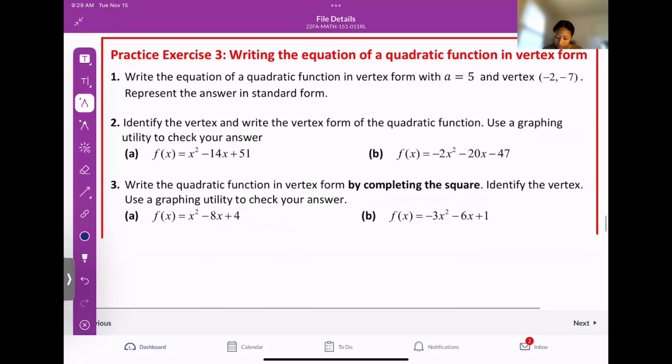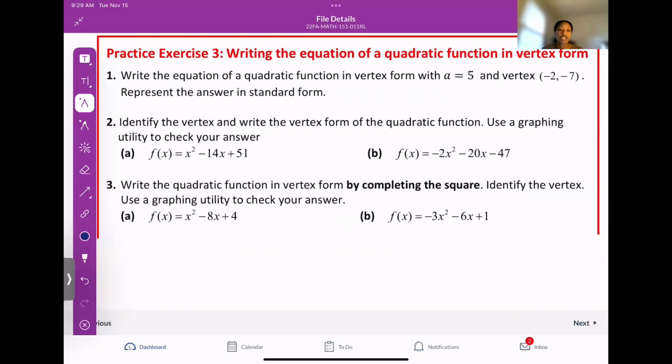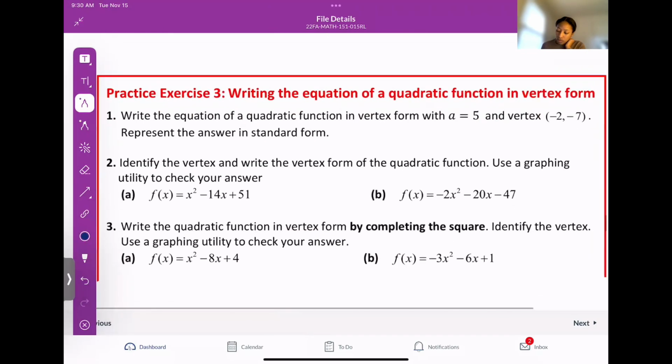All right, last example, writing the equation of a quadratic function in vertex form. So we'll practice completing the square on all of these. For problem 1, this one's easy.